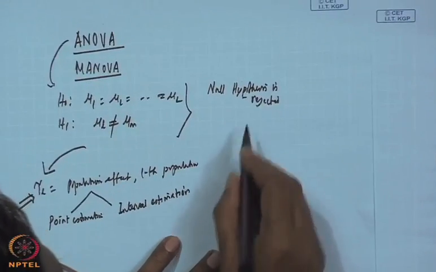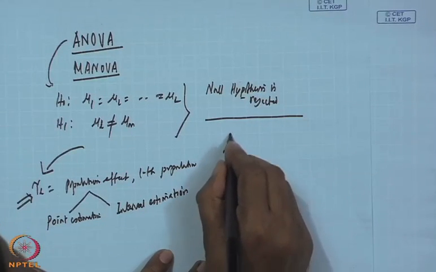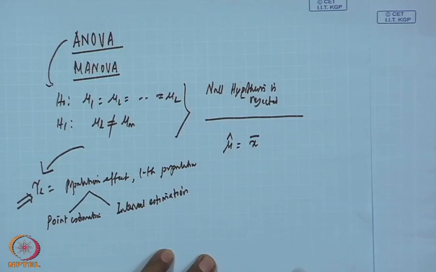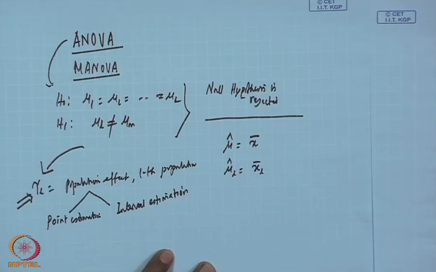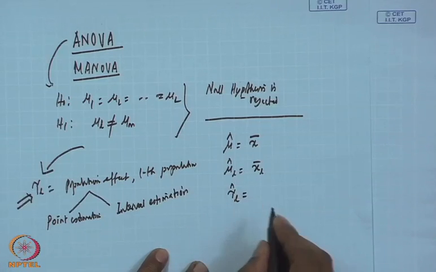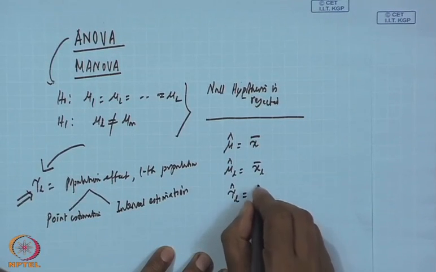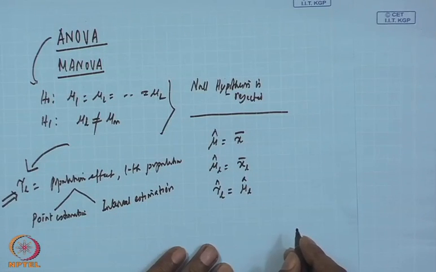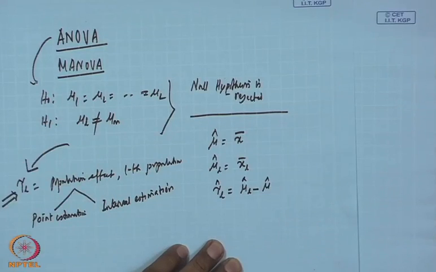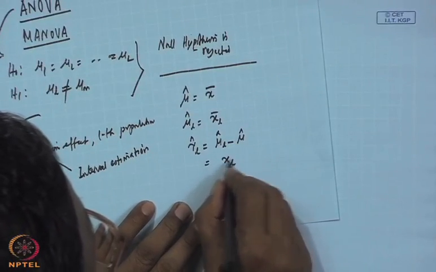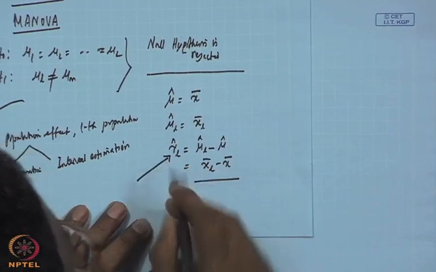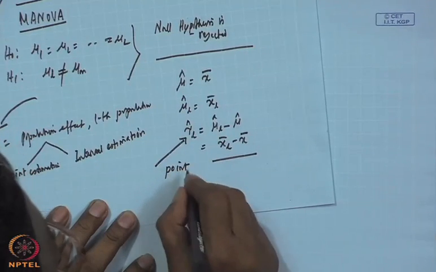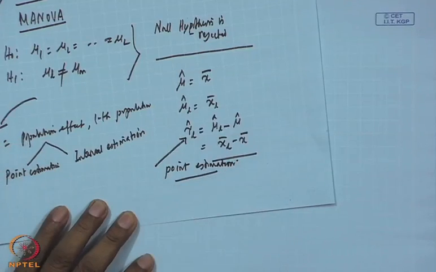So, in this case for ANOVA, the estimate of the grand mean is the grand sample mean, then the estimate of the population mean is again the sample mean, and the estimate of the population effect is the population mean minus the grand mean, which is x L bar minus x bar. So, this is the point estimation.